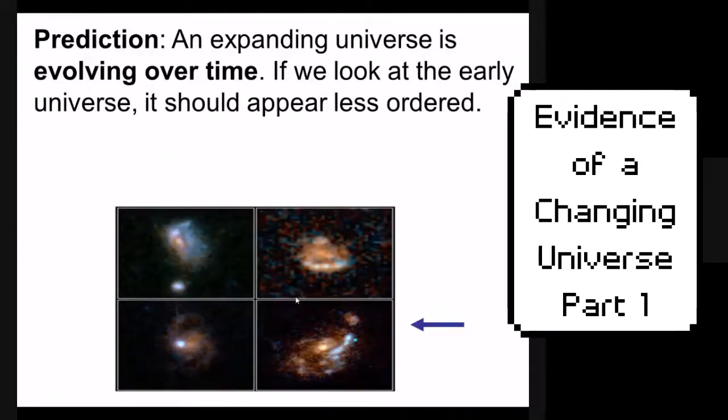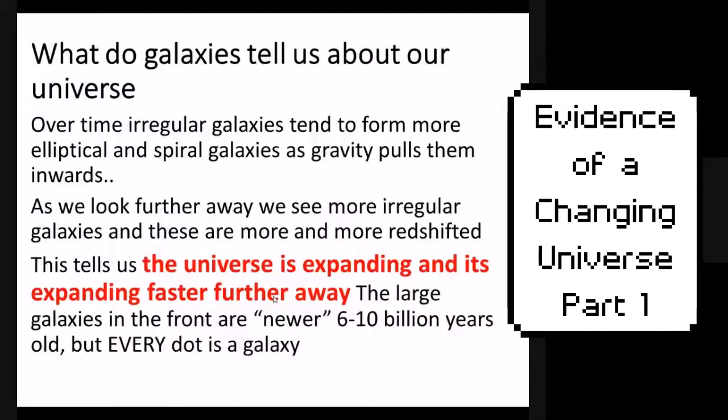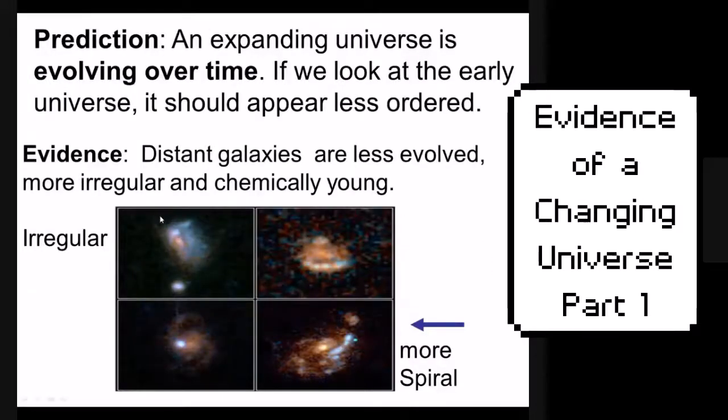So in an expanding universe that's changing over time, like a universe is not staying the same, if we look at the early universe, it should appear less ordered, meaning there are more irregular galaxies in the past. And if we look, come back here, in the past, as we look really, really far back, we see a lot more irregular galaxies. And as we look less into the past, we start seeing more and more spiral galaxies because the irregular galaxies are becoming spirals and ellipticals.